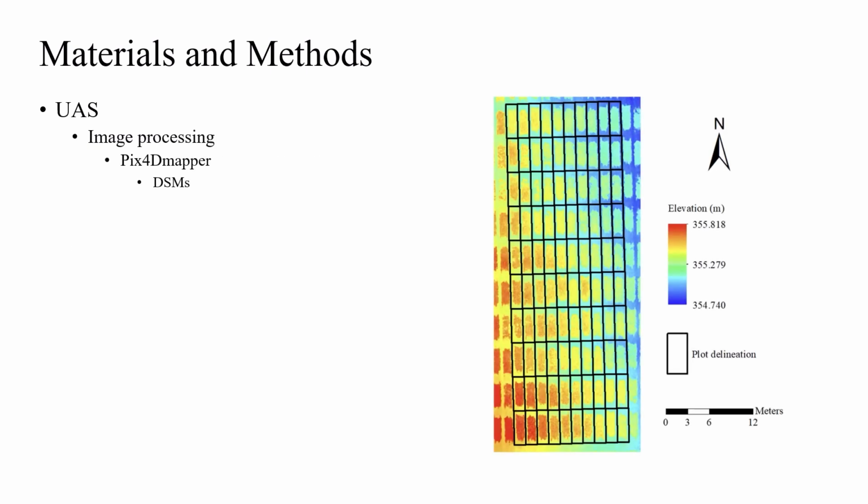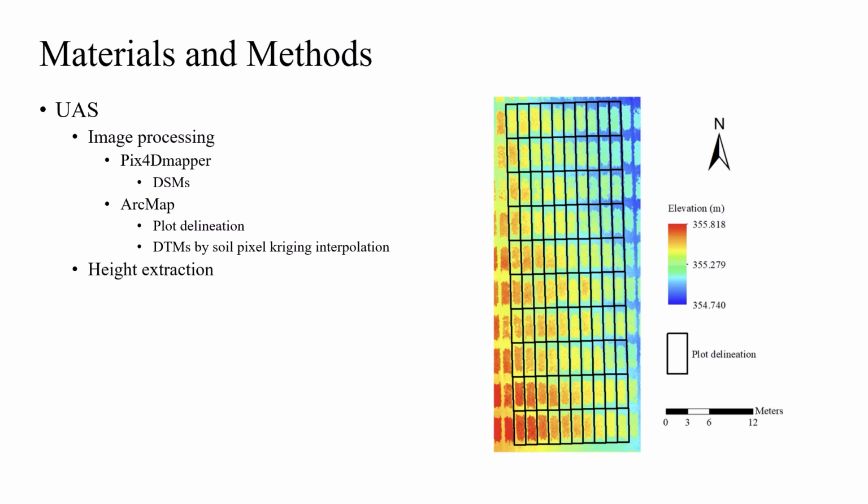For image processing, the software Pix4D Mapper was used to generate digital surface models, and the software ArcMap was used to manually and uniformly delineate the individual weed plots and create digital terrain models by applying kriging interpolation over the soil pixels extracted from the digital surface models.